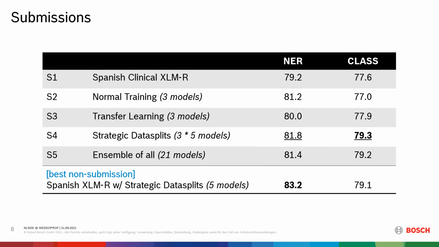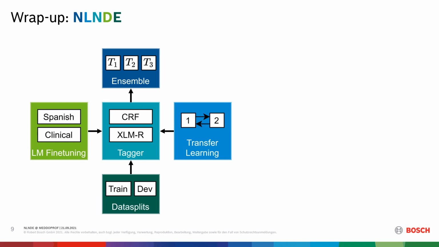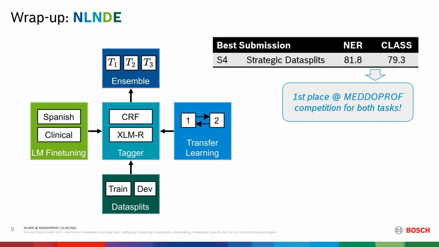One more thing we noticed after the deadline was that the fine-tuned Spanish XLM-R over strategic data splits without the other 2 embeddings is by far the best model for task 1. This reaches an F-score of 83.2. Okay, these were our submissions, and you have also seen the system for the MEDDOPROF Shared Task. We have seen how each of the extensions can lead to great improvements of already high-performing transformers, and in particular, the strategic data splits are very promising and an interesting future research direction.